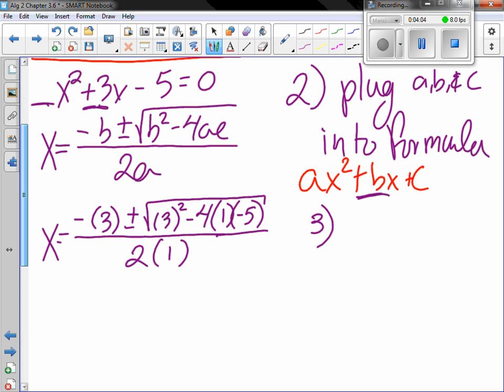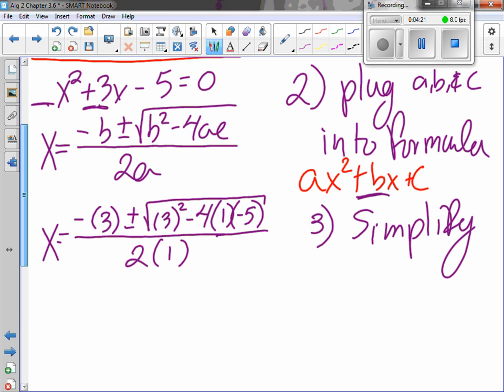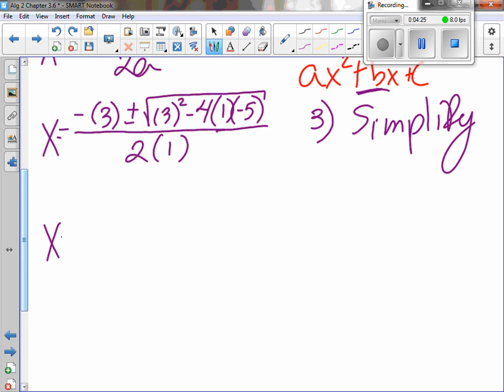Any questions on anything we've done so far? Y'all ready for step number 3? Simplify it. We're going to simplify it here. Well, this is just going to be negative 3, because we can drop the parentheses and it's just negative 3.